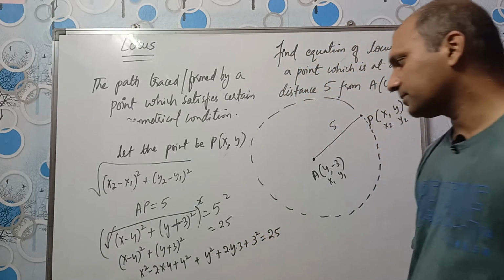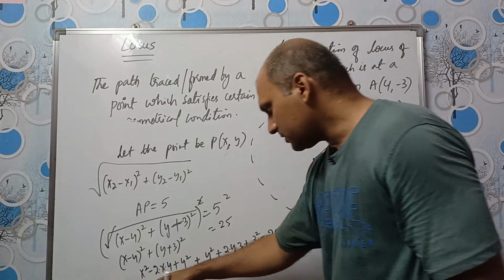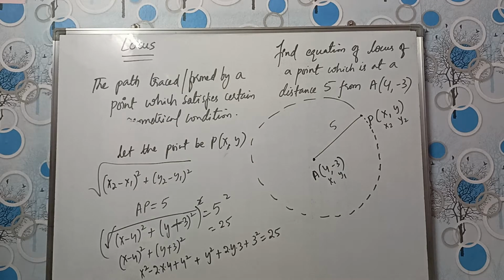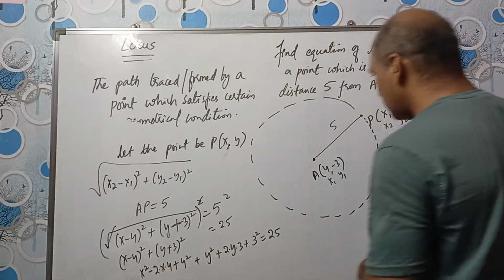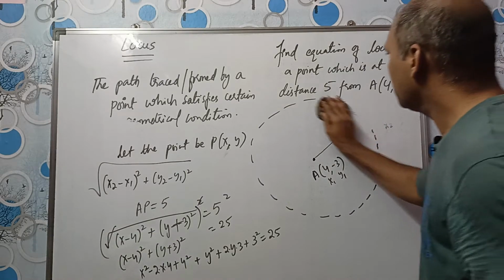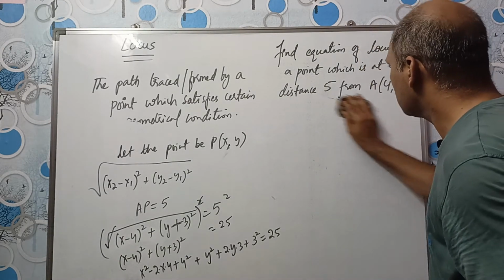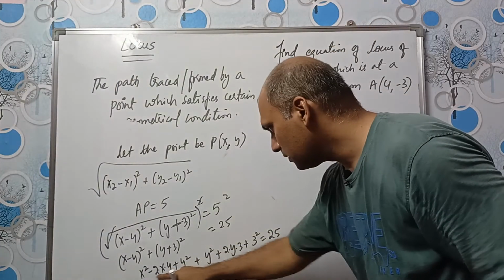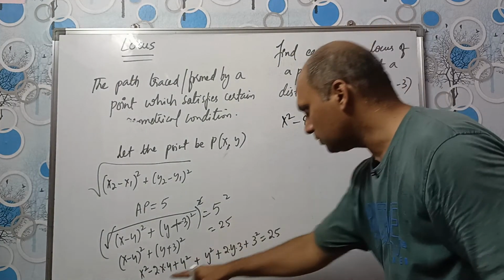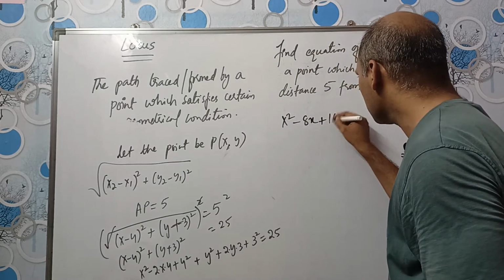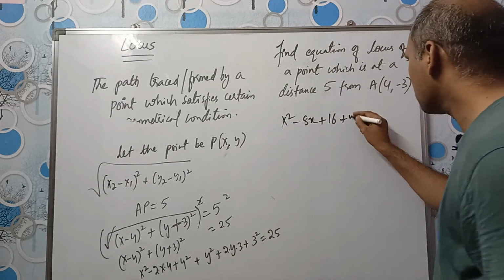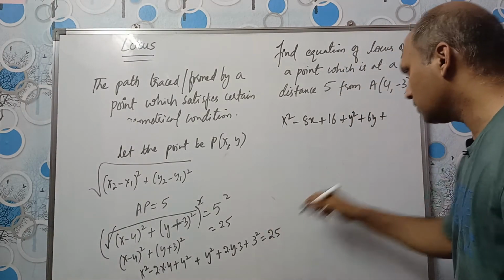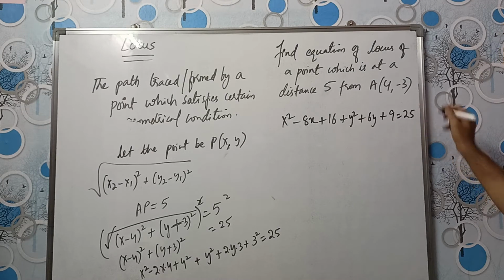Let me just check whether this is visible in the video or not. Oh yes, up to here it is visible. So I'll drop this diagram and solve the problem here. We have x square minus 8x, 2 4s are 8, plus 4 square is 16, plus y square plus 6y, 3 2s are 6, plus 3 square is 9, is equal to 25.